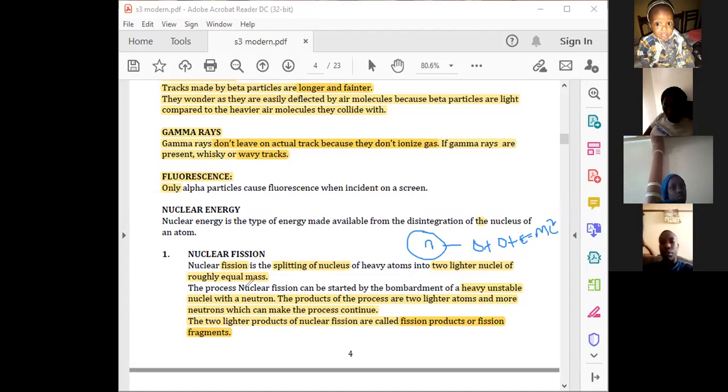So look at the statement here. Nuclear fission is the splitting of the nucleus of heavy atoms like uranium. When uranium splits, it gives us the daughters.